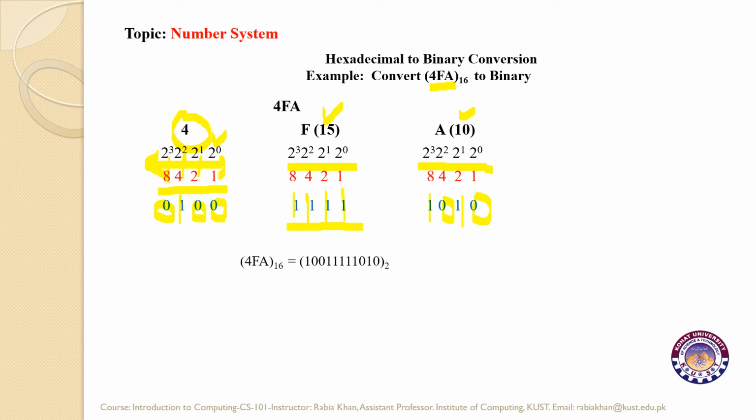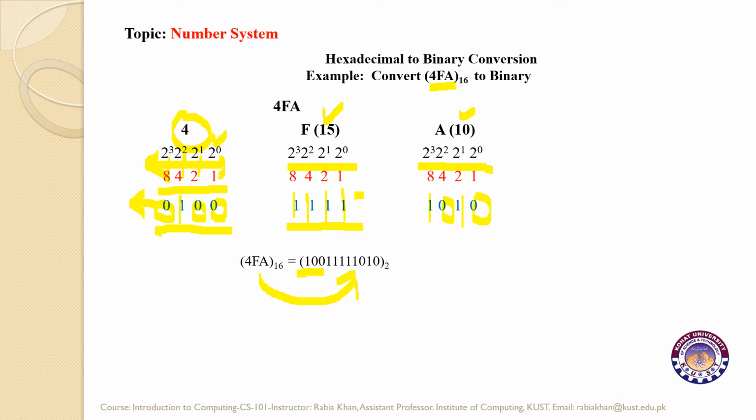Now we merge together all the bits, and collectively they form a binary number. So here you can see 4FA in base 16 is equal to this. We will start from the left side. 4 is equal to 0100. But since this starting 0 has no value, or does not affect the final result, we do not write the first 0 here, and the rest of the bits, 1, 0, 0, are written here.